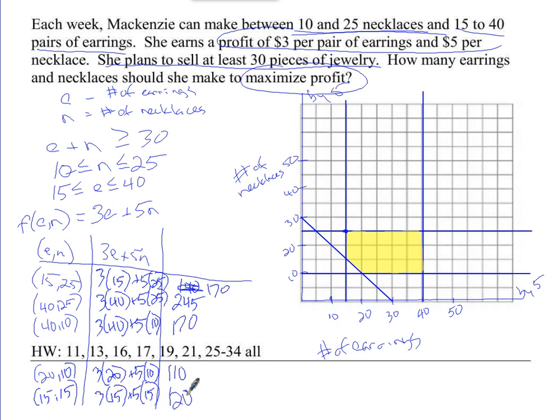So if we're trying to maximize profit, what are we going to do? Yep, it's this one right here. The max profit is $245, and it happens when we make 40 earrings and 25 necklaces. There's your answer.